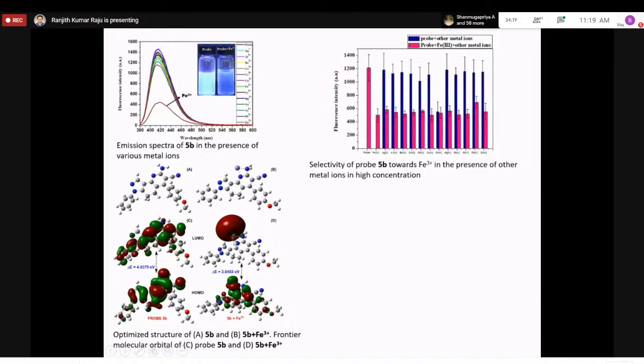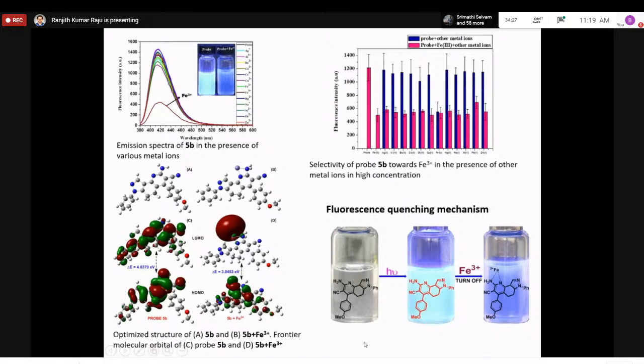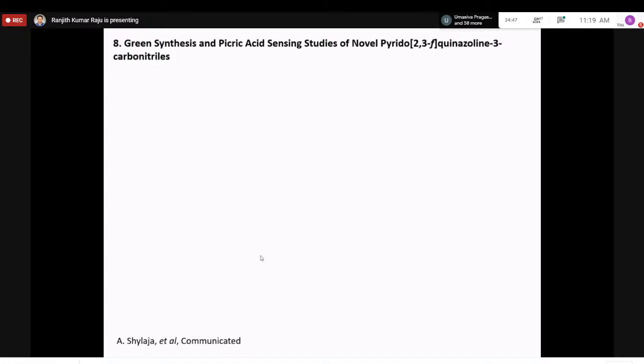The other metals did not quench the fluorescence. In daylight it was colorless, and under UV it was somewhat blue, and then finally the fluorescence got quenched because of the amine with the Fe3+. So this was another observation that we explored while doing our multi-component amino reaction.